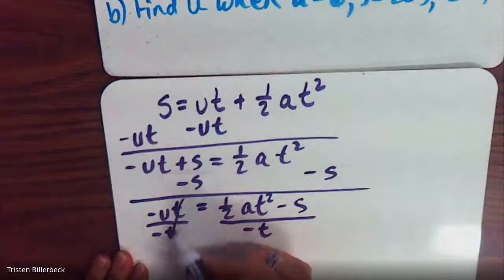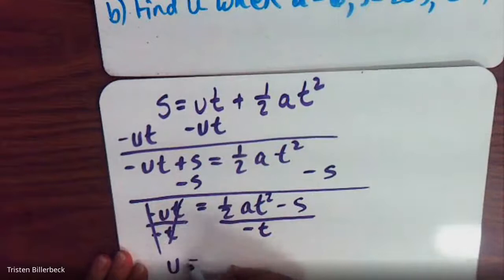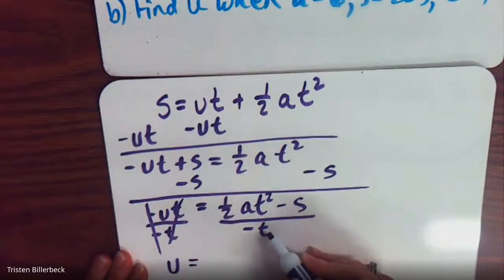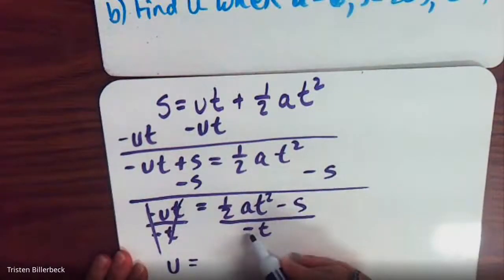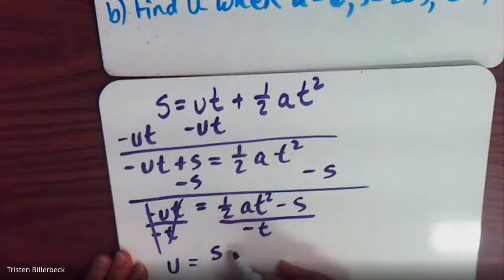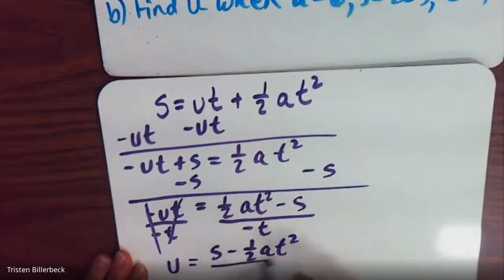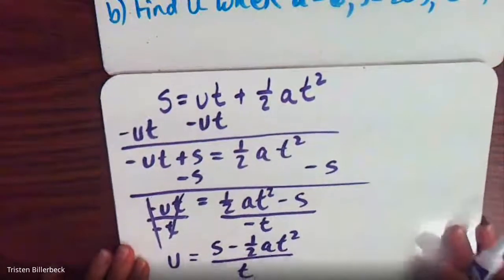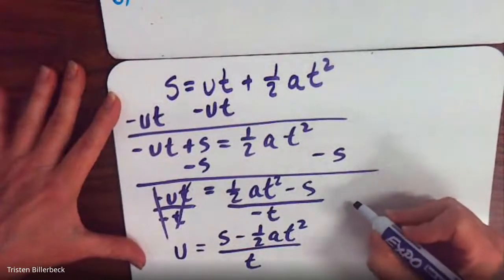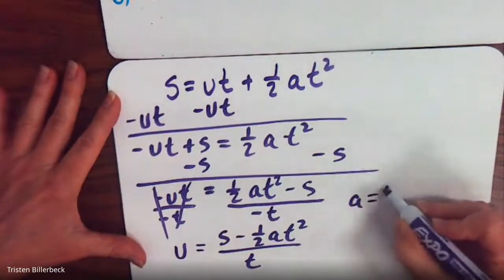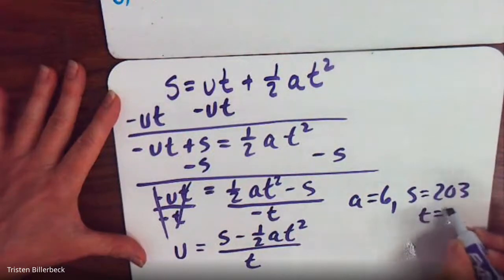So the t's cancel, the u's cancel, the negatives cancel, so we have u equals, and we have a negative here which needs to be transferred to the top. Negative times a negative is a positive, so S minus 1/2 at squared over t. Now we can finally substitute these conditions in. They said a equals 6, S equals 203, and t equals 7.